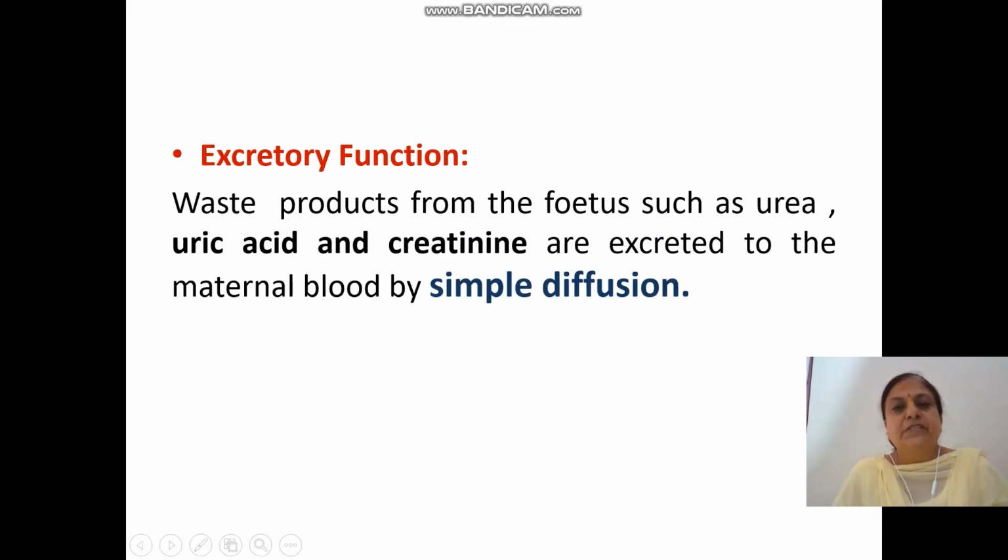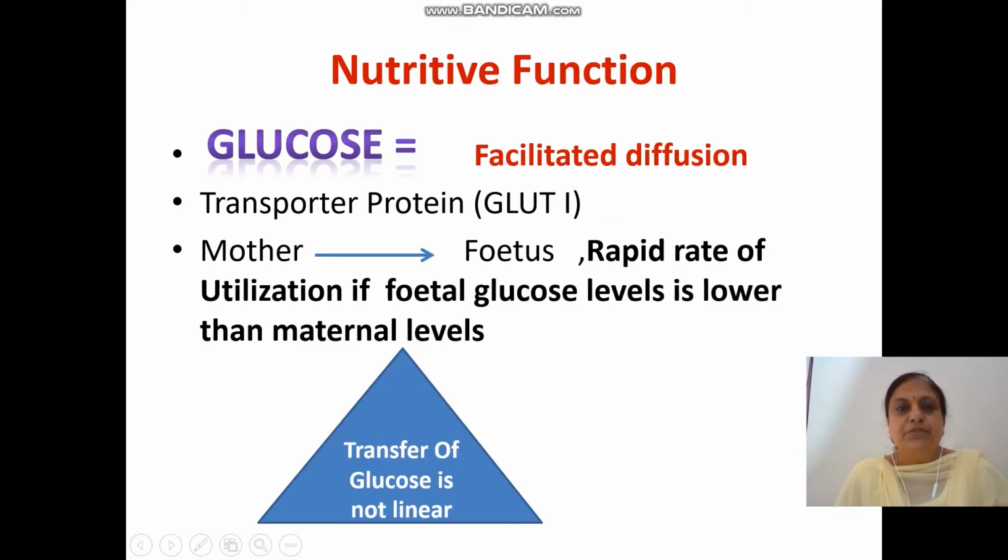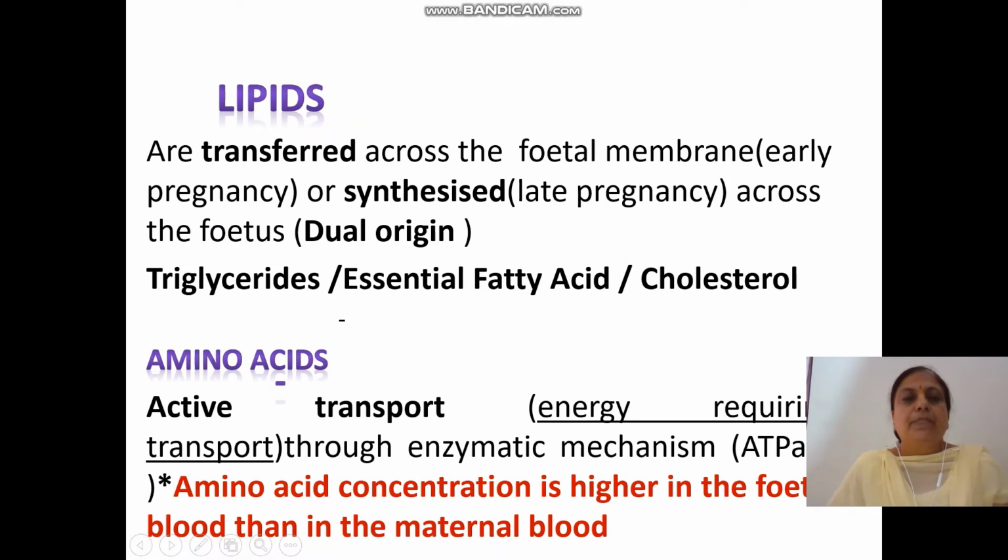Waste products from the fetus such as urea, uric acid and creatinine are excreted to the maternal blood by simple diffusion. Glucose is transferred through facilitated diffusion and the transport protein is GLUT1, from mother to the fetus. The fetal blood glucose level is very low as compared to the maternal. Lipids are transferred across the placental membrane in early pregnancy and synthesized by the fetus in late pregnancy. So there is a dual origin of the lipids like triglycerides, essential fatty acids and cholesterol.